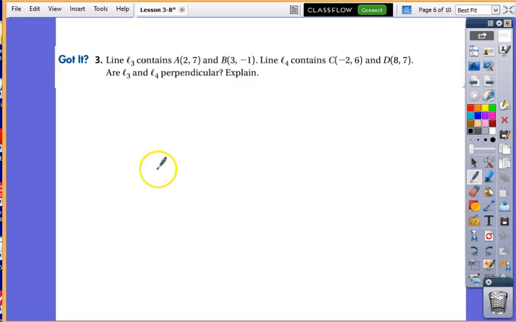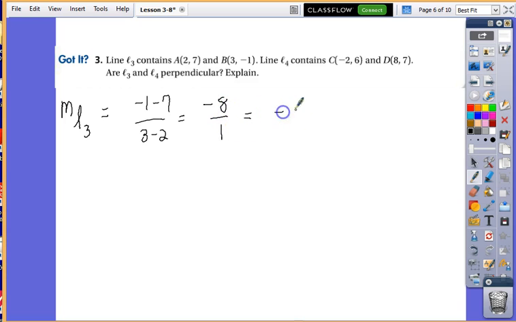All right, hopefully you got the correct answer for that. Let's go through and work it and see what we did. So line 3 slope is going to equal, I'm going to do negative 1 minus 7 over 3 minus 2. So negative 1 minus 7 is a negative 8. 3 minus 2 is a positive 1. That's going to simplify to negative 8.